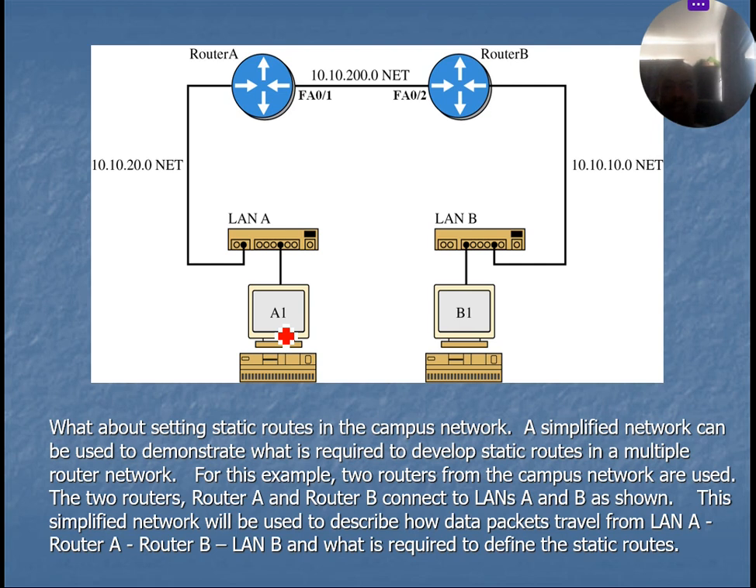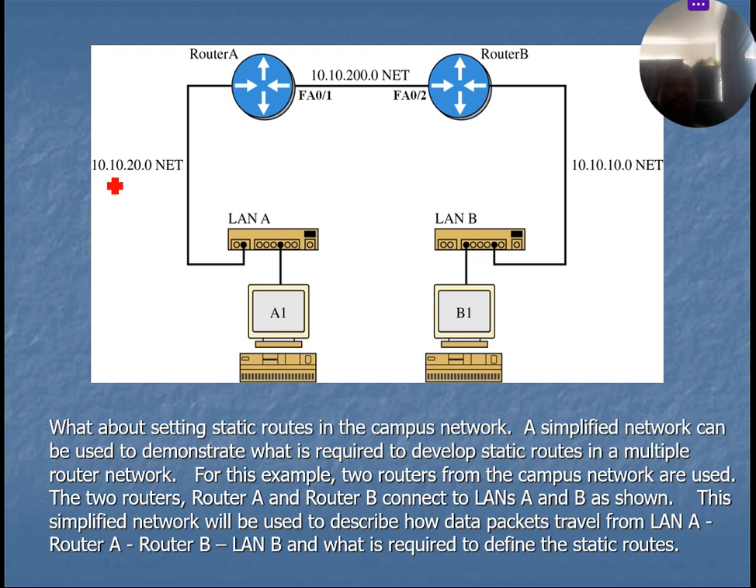Two routers from the campus network we've chosen to illustrate what we were trying to explain. Now, these two routers, router A and router B, connect to LAN A and LAN B. See, router A is connected to LAN A, and router B is connected to LAN B.